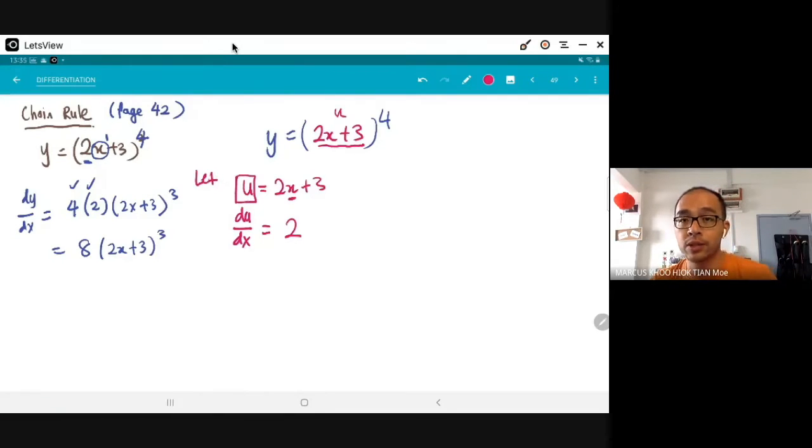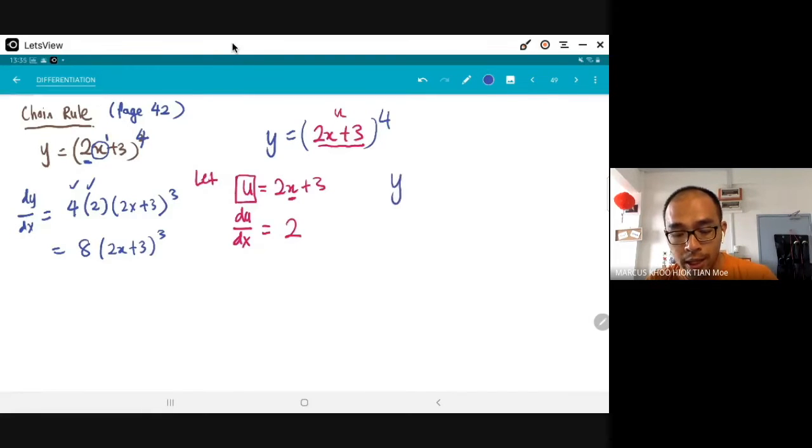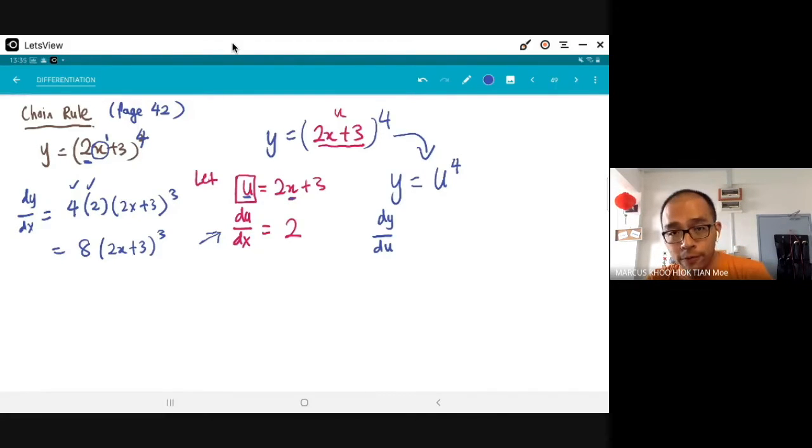So what we will get on the outside is y equals u to the power of 4, if I take from this. And if I differentiate that, I will get dy du, because y is on the left side and u is on the right side. Just like in this situation, u is on the left side and x is on the right side, so the differentiation is called du dx. If we differentiate u to the power of 4, it still follows the same rules. The rule remains the same.